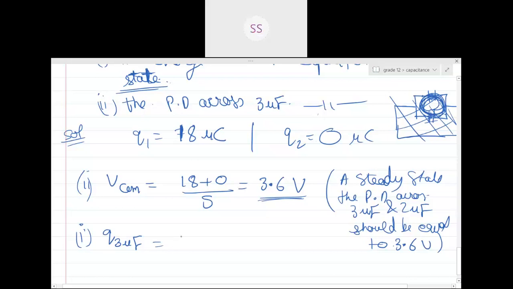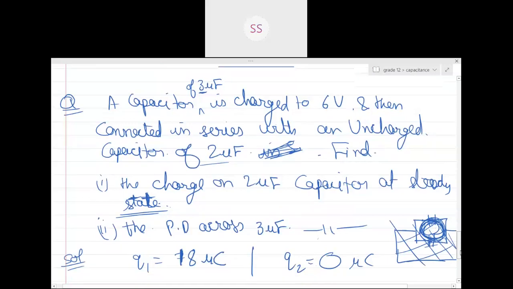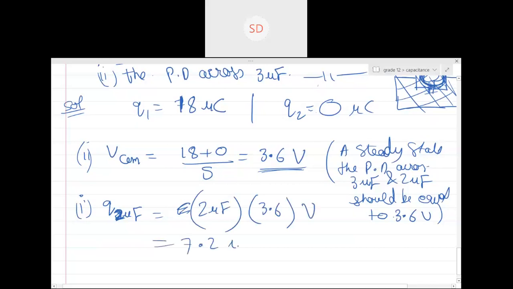Could you show the question once? Okay. The charge to be found is on the second capacitor, right? Okay, 2 microfarad capacitor. So it will be equal to, charge is basically capacitance 2 microfarad multiplied by 7.2 micro. That's the answer for the second part of the first part of the question. Is this clear?